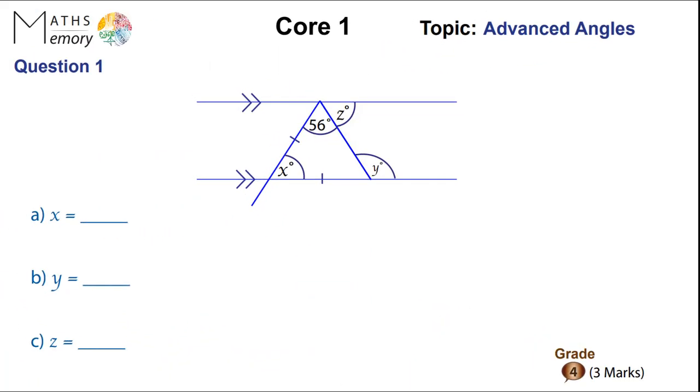Question 1, core 1, advanced angles. Let's press pause. Let's write this question down. Let's try to answer parts A, B, and C. And when you've got these answers, press play, and you're done. So what do we recognize from this question? Well, we have a set of parallel lines over here. You've got it. That's exactly what we want to figure out.